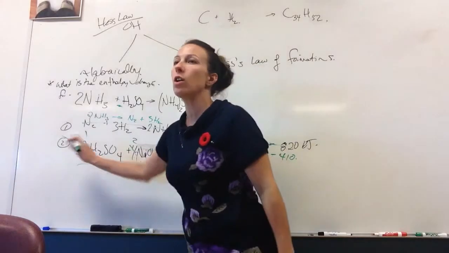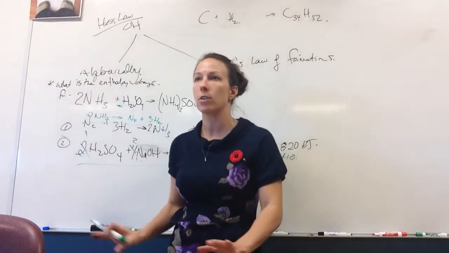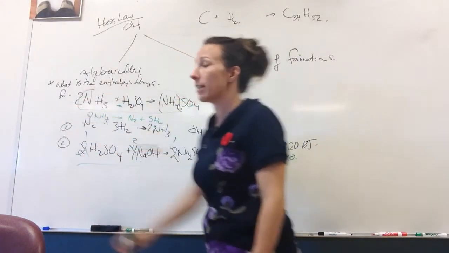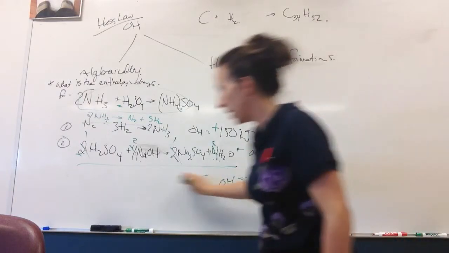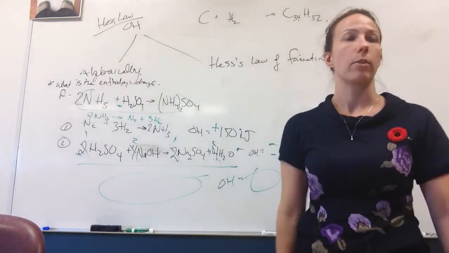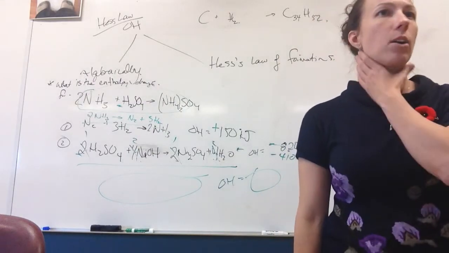Okay, and then when you're all done, the flipping and multiplying, everything that you want to cancel out should cancel out. You should be only left with that, and you add your delta H's, and the delta H that you end up with is the delta H of the reaction that you end up with. Can we just leave it at that? Yes. Okay, good. Moving on.